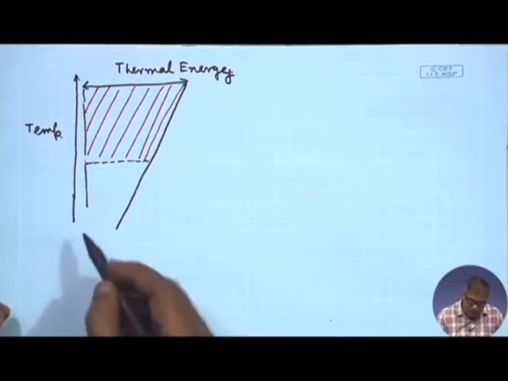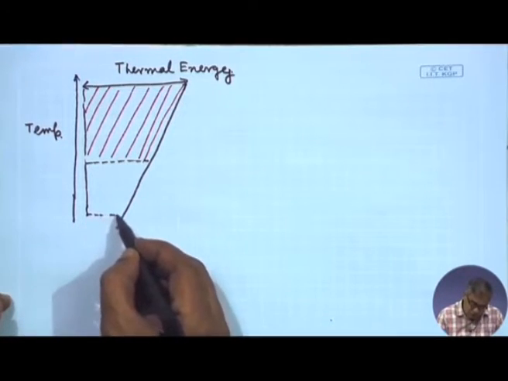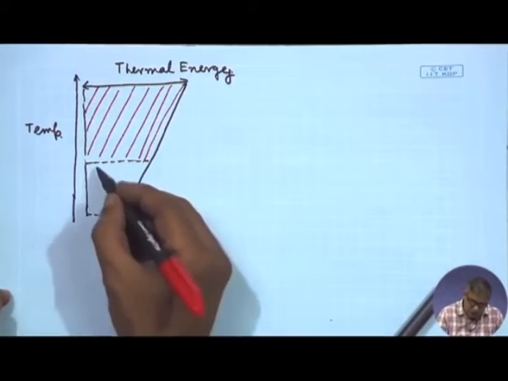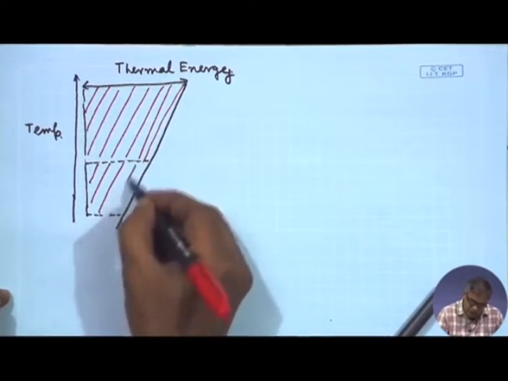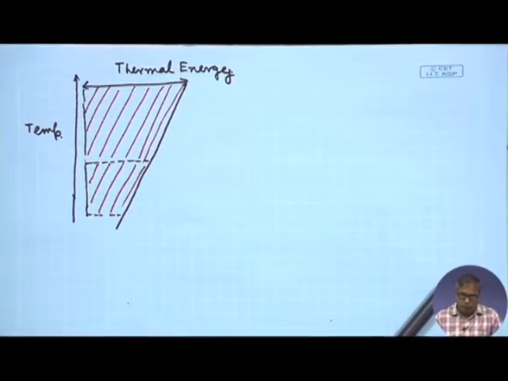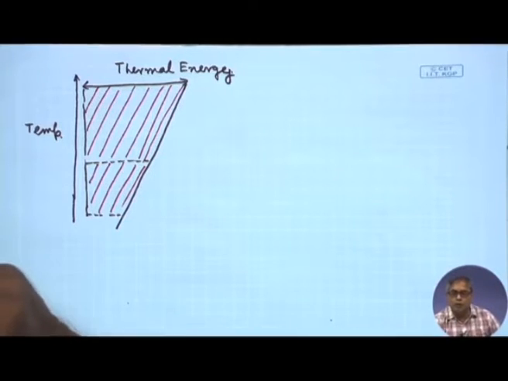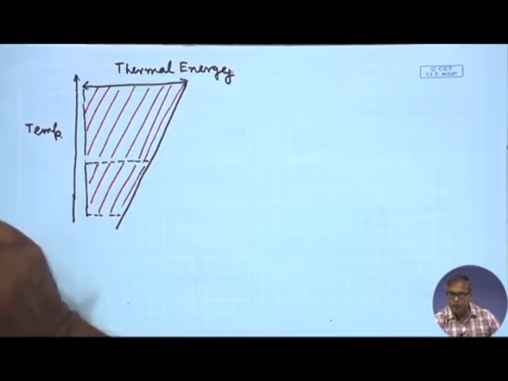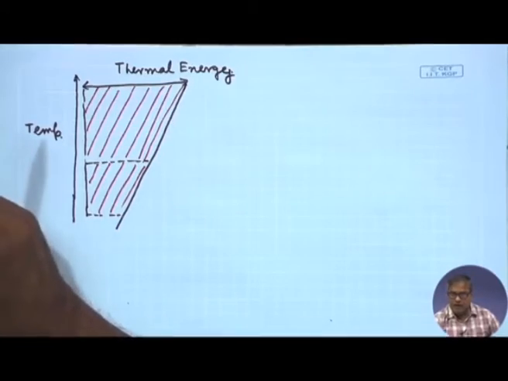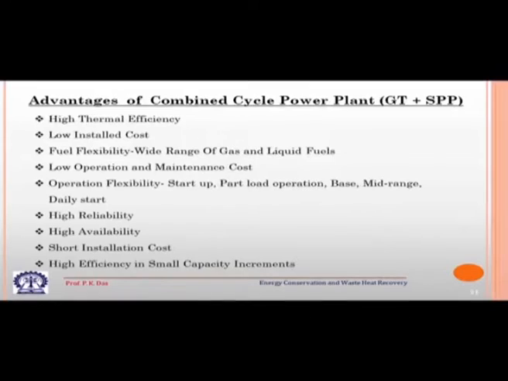But if we design the cycle so that we go towards the bottom, then more and more energy is available to us for converting into useful work. So, that is what we are doing by your combined cycle. If we combine a topping cycle, then an intermediate cycle and then a bottoming cycle, obviously, we can convert more of the thermal energy into useful work. So, with this message, let us see what are the advantages of combined cycle power plant.